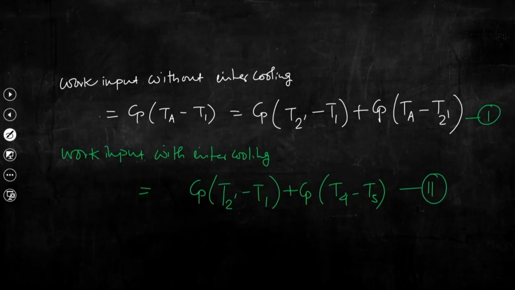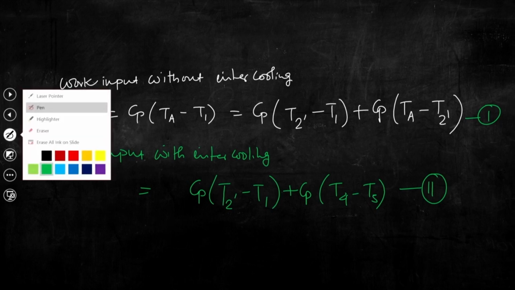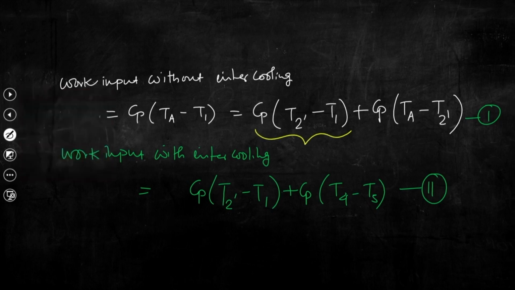So, now if we compare these two equations, if this is equation number 1 and this is equation number 2, then certainly following our previous discussion, the work input needed following reversible adiabatic compression using an intercooling unit is less than the work that would be required for the reversible adiabatic compression using a single stage compression, with no intercooling effect. So, the first term, this term is equal to this term.